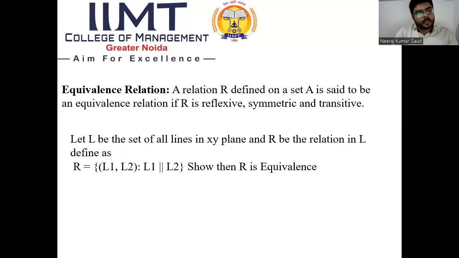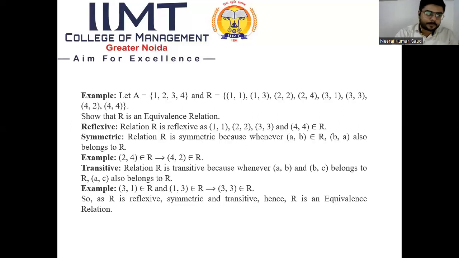So let's take an example. Let L be the set of all lines in the xy plane and R be the relation in L defined as R = {(L1, L2) such that L1 is parallel to L2}. We show this relation is an equivalence relation. As we already discussed, this relation is reflexive as well as symmetric as well as transitive. Hence, this relation is an equivalence relation.